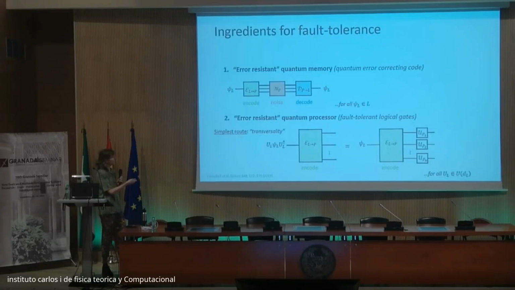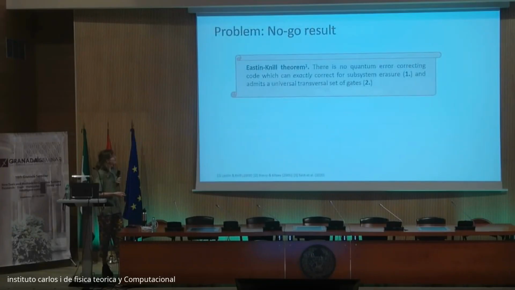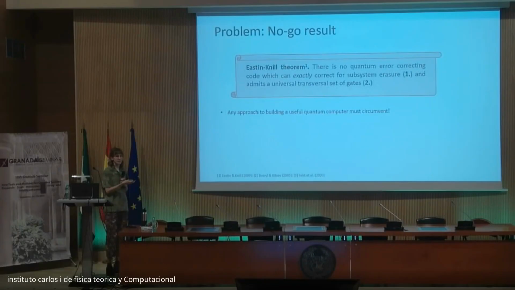We want a quantum memory that's resistant to errors. We want a quantum processor that's in some way resistant to errors. But there is a kind of stumbling block to achieving these two things, called the Eastin-Knill theorem, which basically tells us that there's no quantum error correction code which can exactly correct the kind of local errors in your system, such as subsystem erasure, but also admits a universal set of transversal gates, so a complete set of unitary gates that are implemented in this transversal gate. So any approach to building a useful quantum computer must circumvent this theorem.